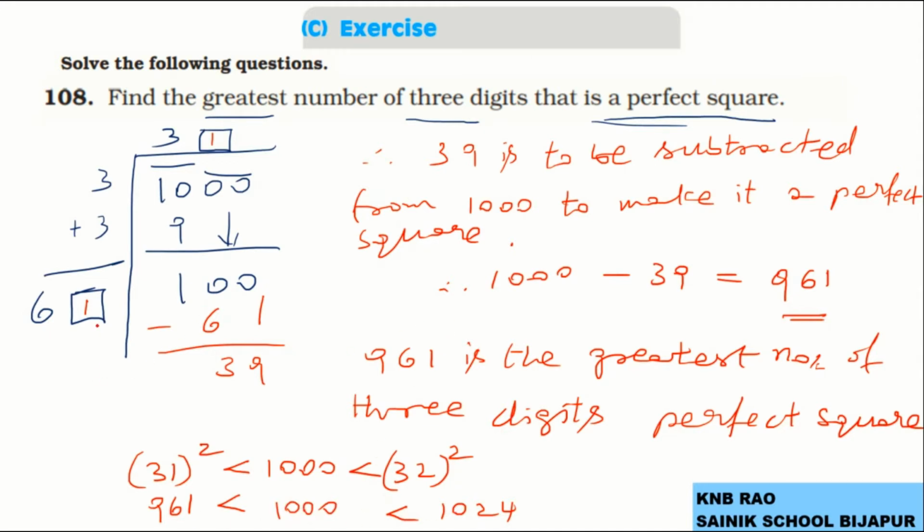Just depends on what digit is to be chosen, so that we can find what is to be subtracted or what is to be added. So be wise enough to choose a digit based on the requirement and find what is to be added or what is to be subtracted. That's it. Next, let us get into the next question number 109.